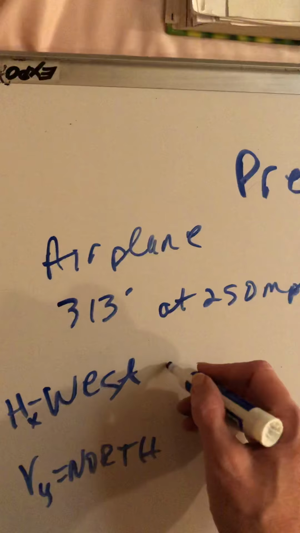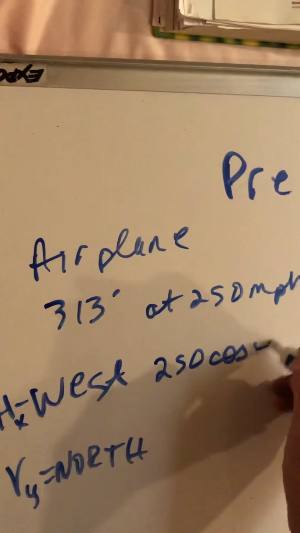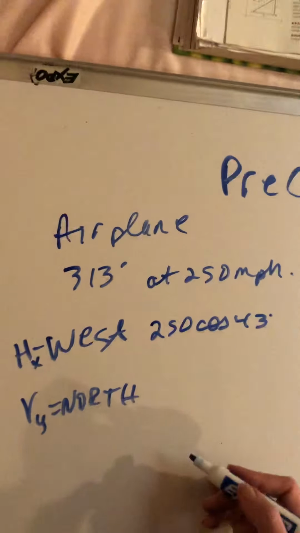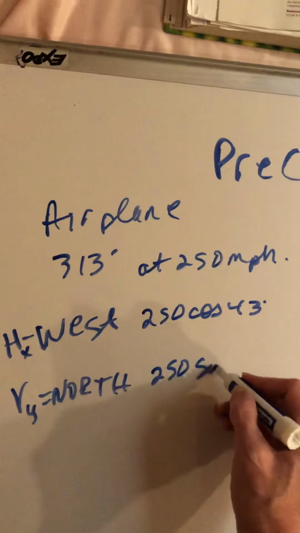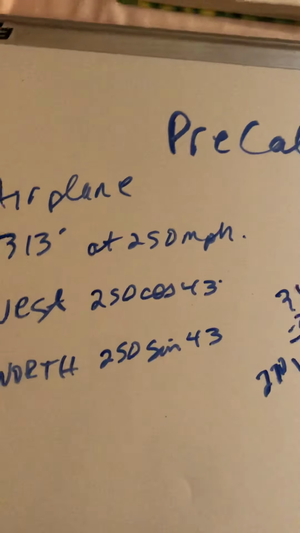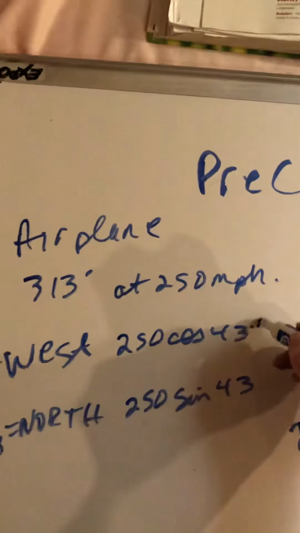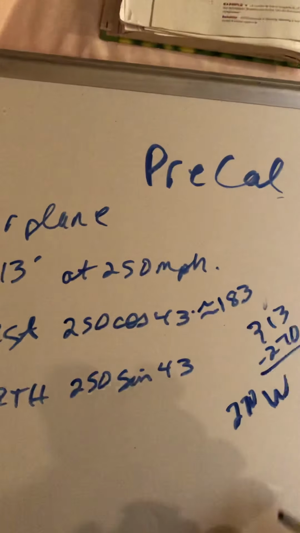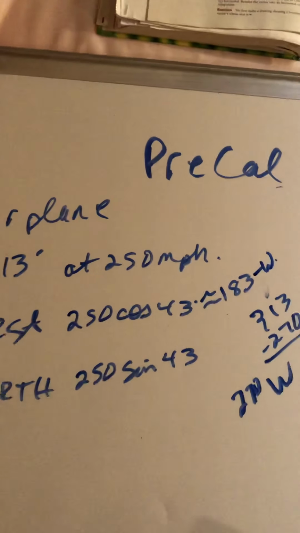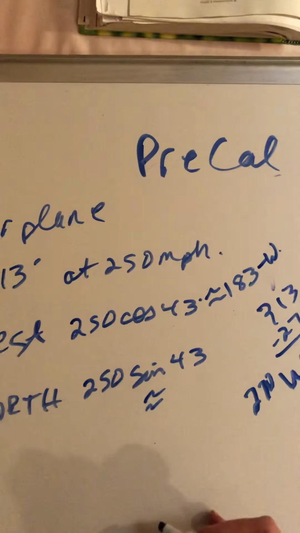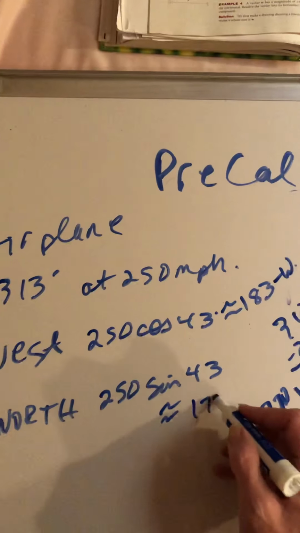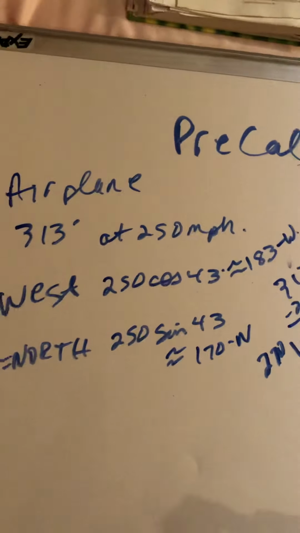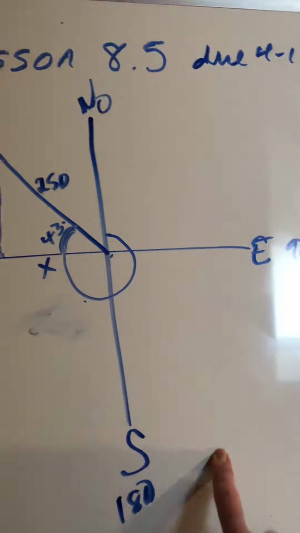Now we're ready to set up. So for west, for your horizontal, it's always the magnitude, which is 250, times the cosine of the angle, which we just figured out is 43. Then 250 sine 43, okay? So 250 cosine 43 gives you 183. That's your westerly, not degrees. I keep putting degrees on everything. That's your westerly, okay? That's west. And then 170 is your north. So that's why you do that. And the thing you've got to be careful with is finding that angle correctly.